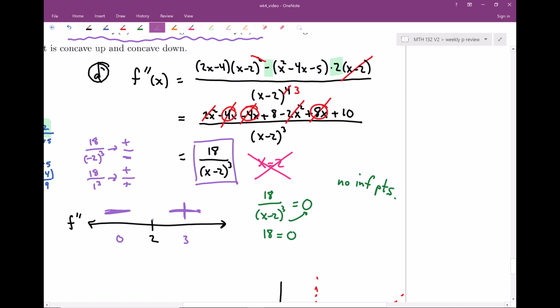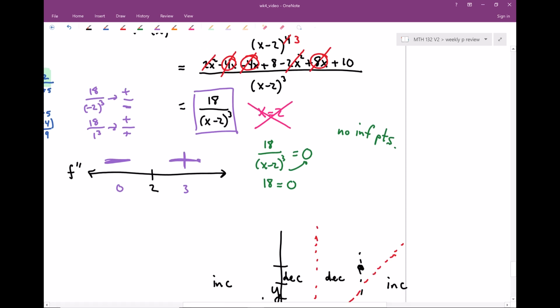So you can see that, yes, it was important that we had this 2 here because there was actually a change, right? It went from negative to positive. And so our result is that f is concave down on the interval from negative infinity all the way up to 2. And then f is concave up on the interval 2 and larger, or strictly larger than 2.